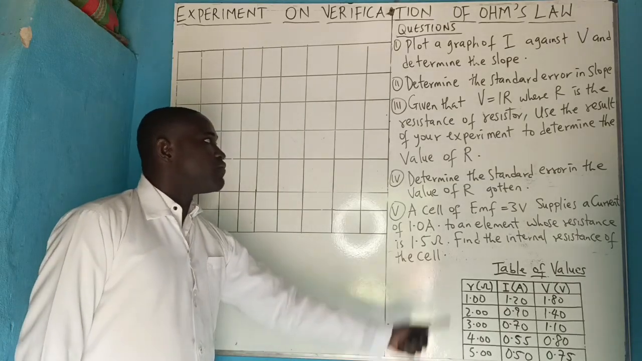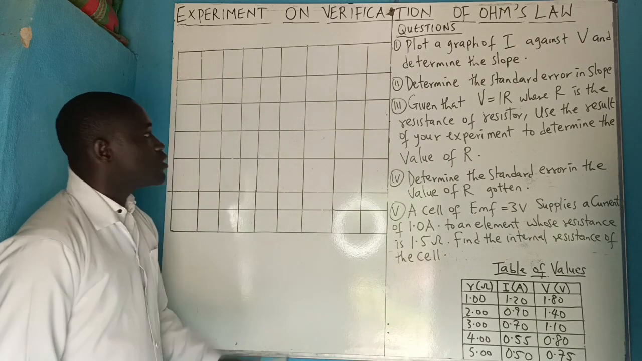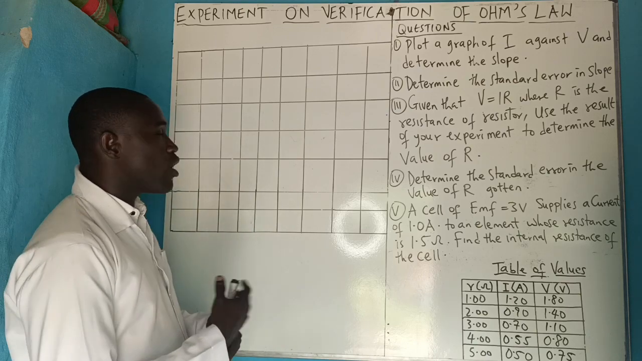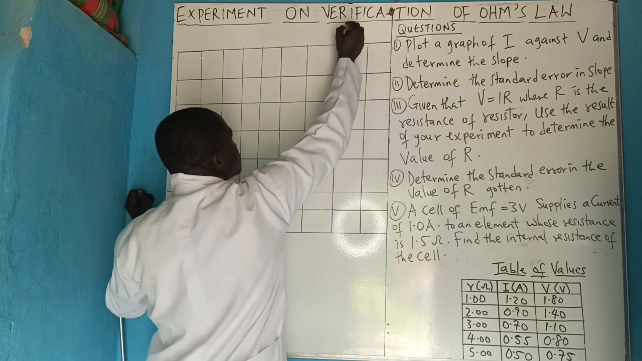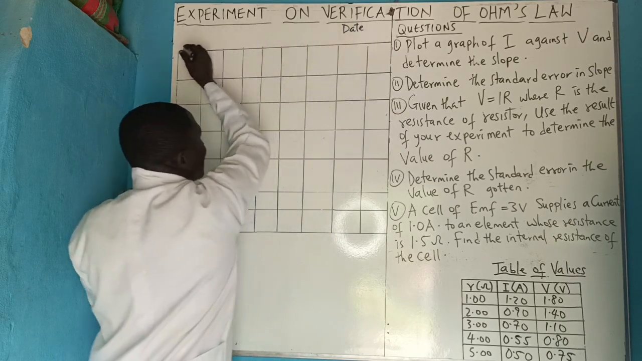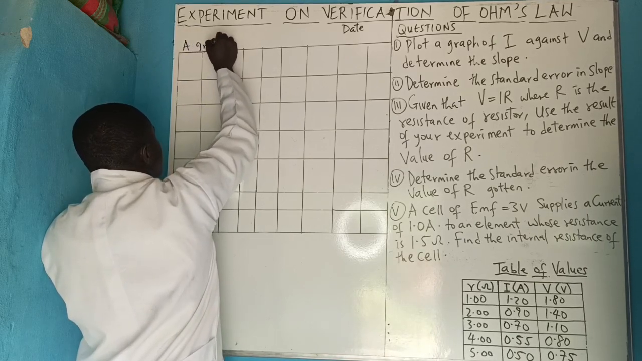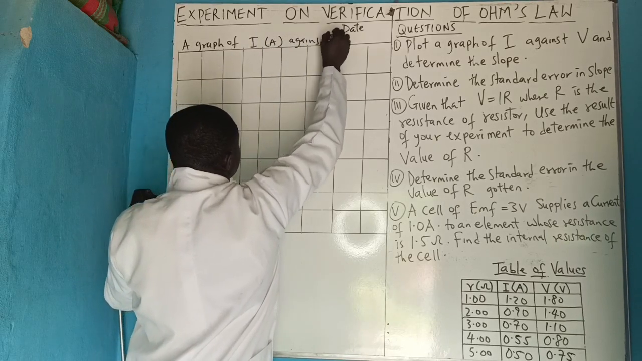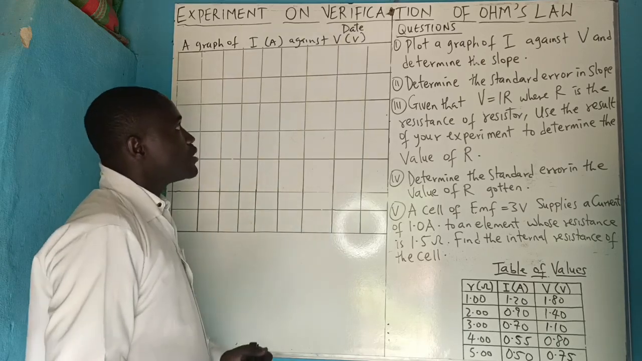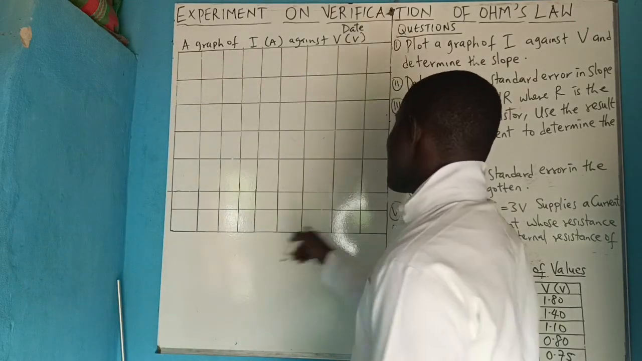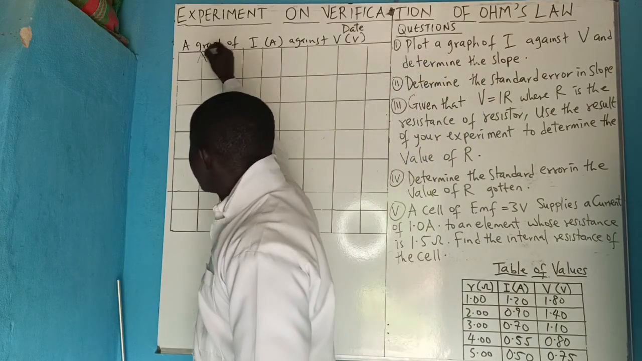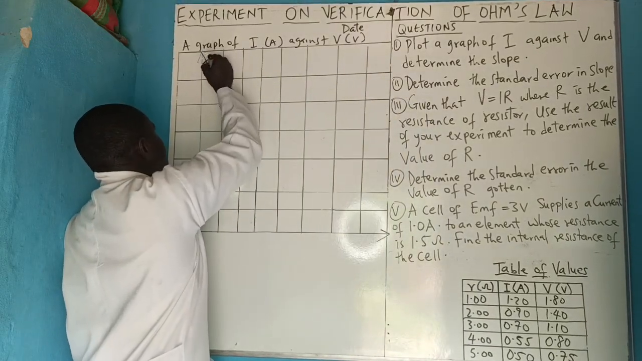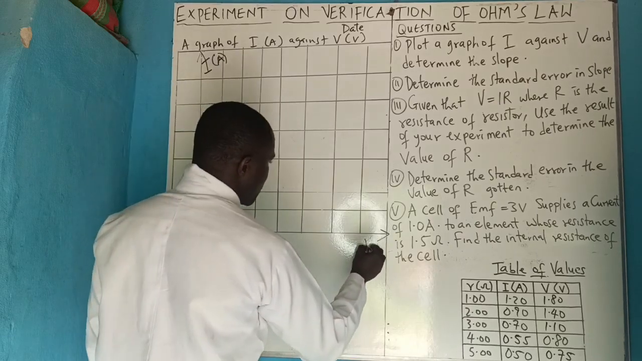Now, we have gotten our table of values, and these are the questions we are to sort out. We are to plot the graph, but we don't have the standard graph. We are just using a sketch of the graph to understand how it will go. First thing you do is you write your word, date. Write the title, a graph of I in ampere against V in volts. Then take your Cartesian axis. Label your Cartesian axis. I'm labeling my own. That means here is my I in ampere, and here is my V in volts.